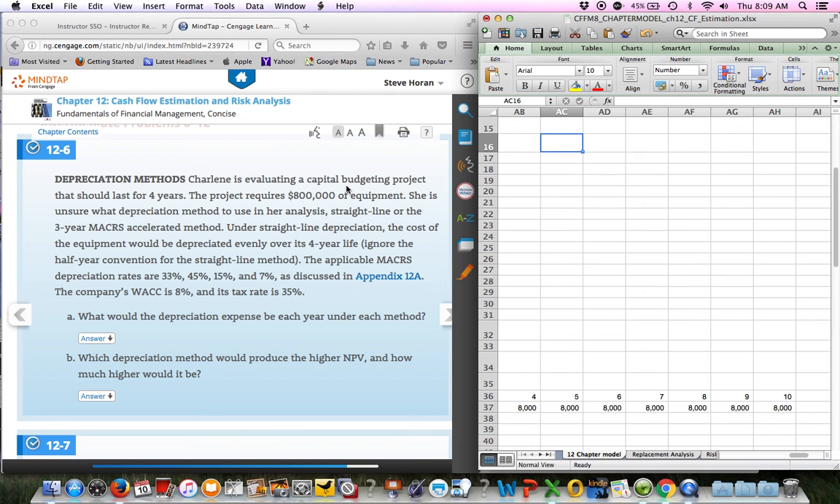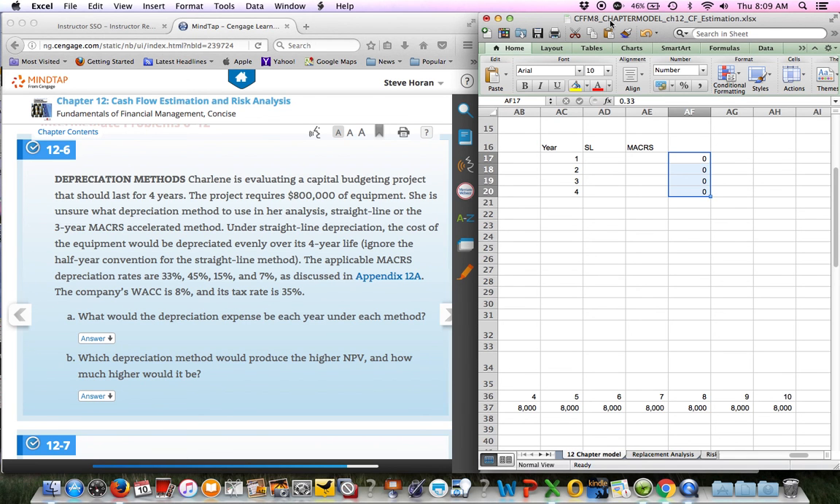So let's make some headings here. We have 4 years: 1, 2, 3, 4. And then I'm going to say SL for straight line, and then MACRS. For MACRS, I'm just going to type in the percents given to us right here: 0.33, 0.45, 0.15, and 0.07. Let me make it so you can see those.